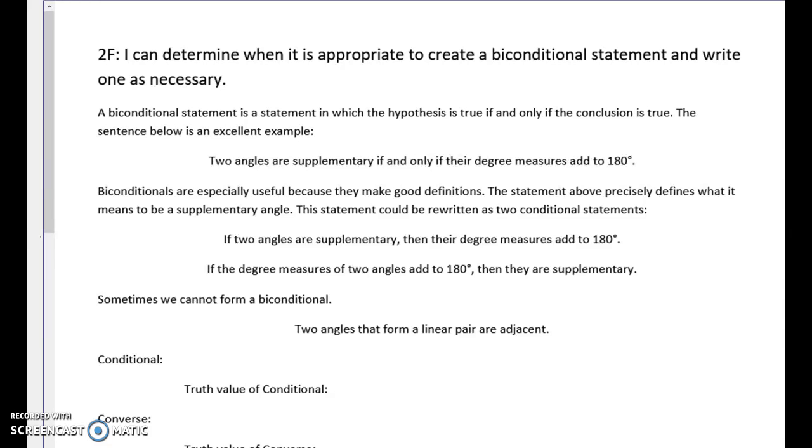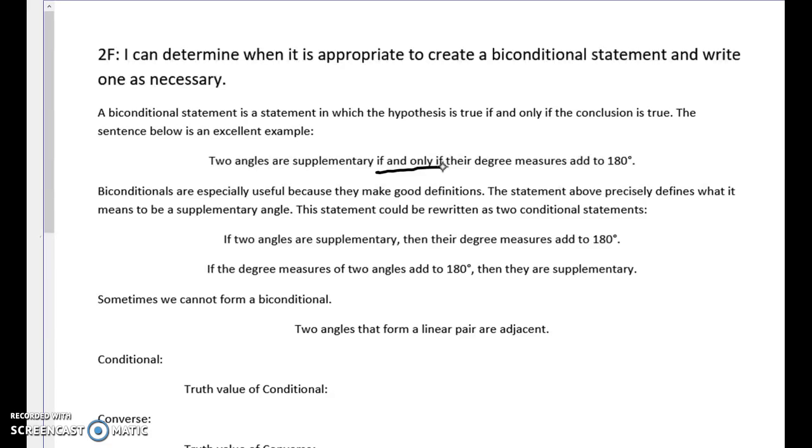I can determine when it is appropriate to create a biconditional statement and write one as necessary. A biconditional statement is a statement in which the hypothesis is true if and only if the conclusion is true. Biconditional statements join a reversible conditional statement in such a way that they're joining the phrase "if and only if." So for example, two angles are supplementary if and only if their degree measures add to 180.